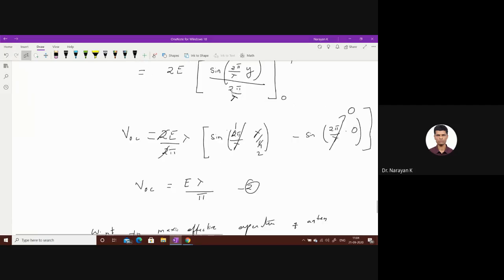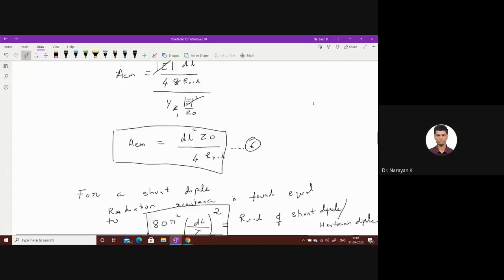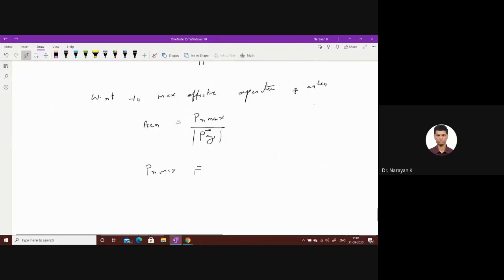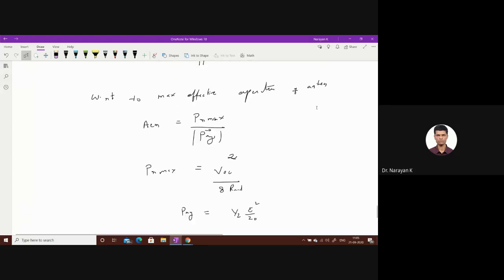Just now in the previous one we have done this. So, what will you get here? VOC square divided by 8 radiation resistance. So once again, I won't do that derivation. So VOC square divided by 8 times radiation resistance. So what will be our average power density? Half E naught square by Z naught. Yes or no? Yes, sir. So I'll call this equation 3.